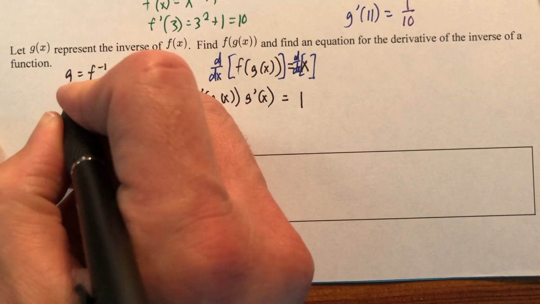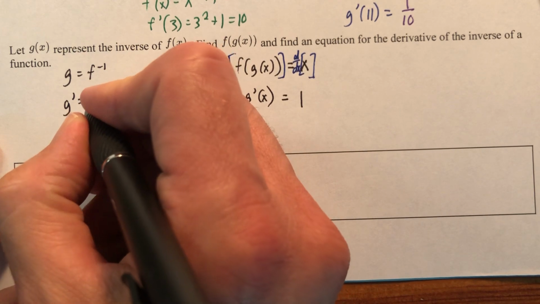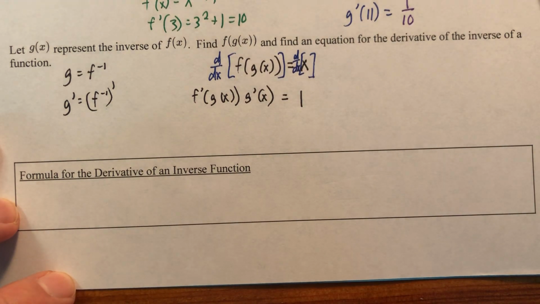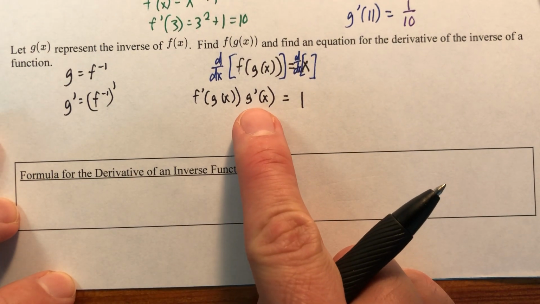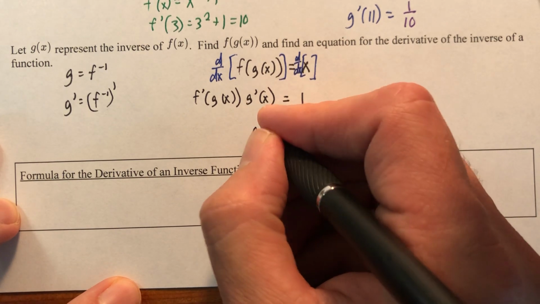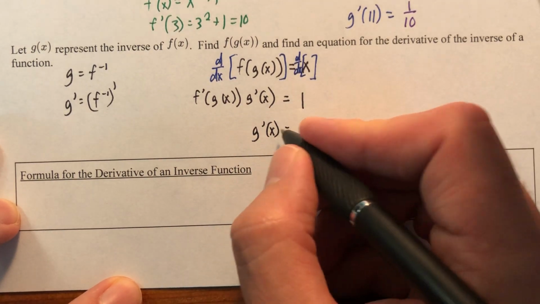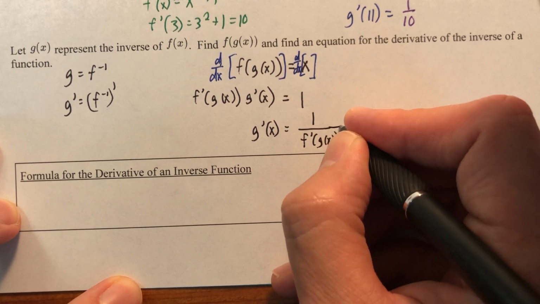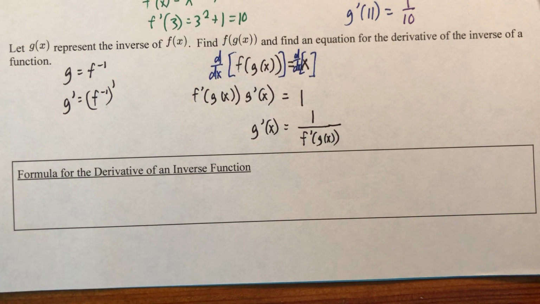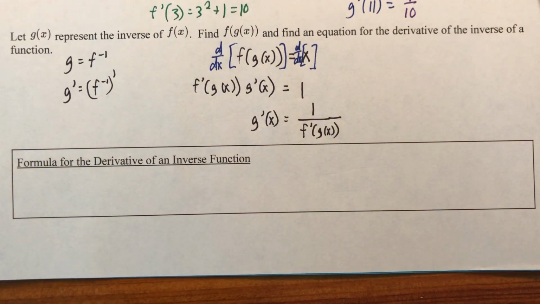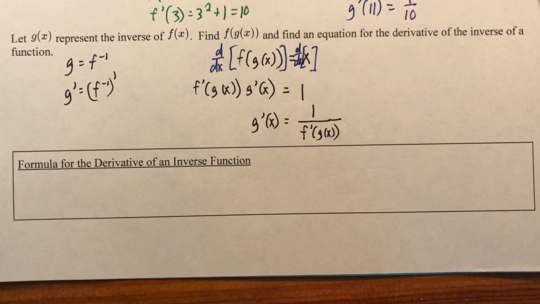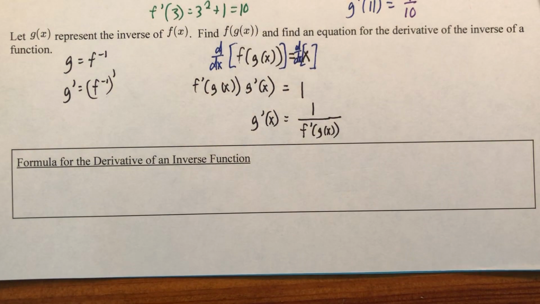So here we go. If G is the inverse, then G prime is the derivative of the inverse. And they're asking us to find the formula for the derivative of an inverse, so we're just going to get this by itself. We're going to find this. G prime of X equals 1 over F prime of G of X. All right. Here we go. Fun little formula here. The formula for the derivative of an inverse function is that. It is that. And I am going to write it exactly the way it's written.